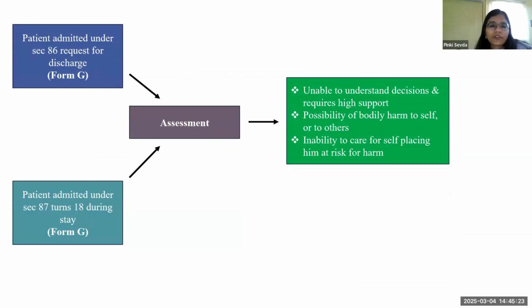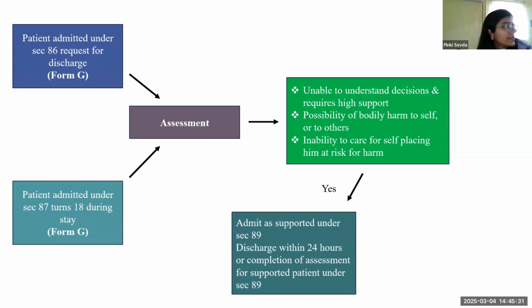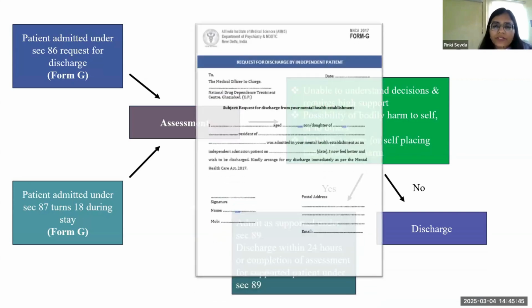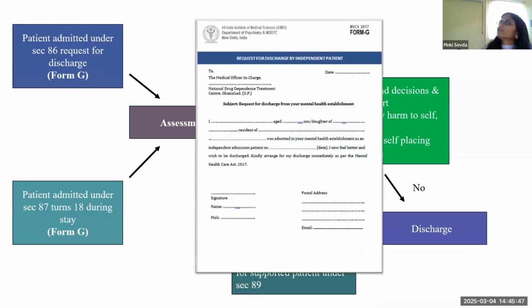Possibility of bodily harm to self or to others is there or not? Inability to care for self, placing himself at risk of harm is there. If it is there, then we will admit the patient under section 89, or we can discharge the patient within 24 hours, or we should complete the assessment for supported patient under section 89. If there is no harm, then we can discharge the patient and we will apply Form G in these patients. So this is the form for independent discharge, Form G.